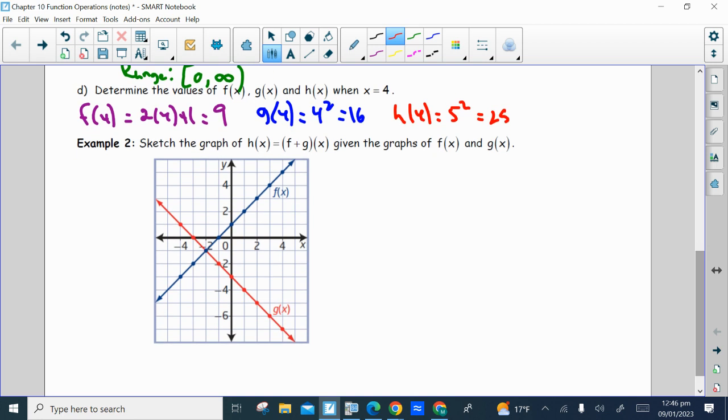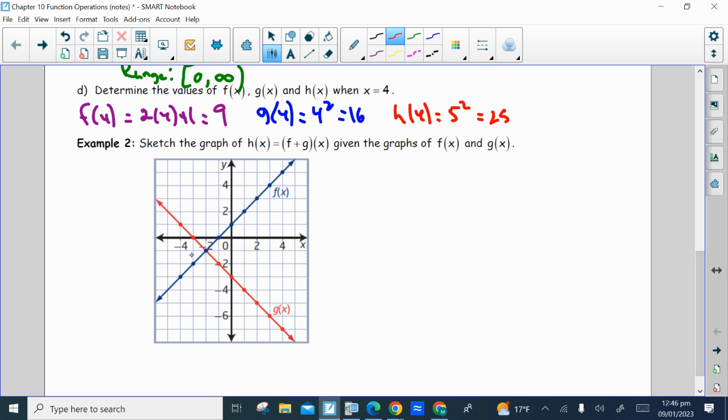Like in example 2. In this case, you're given the graph of f and g. You're given the graph of f at x and g at x. You want to sketch the graph of h at x, which is f plus g at x. So we will get that by adding the y values together.